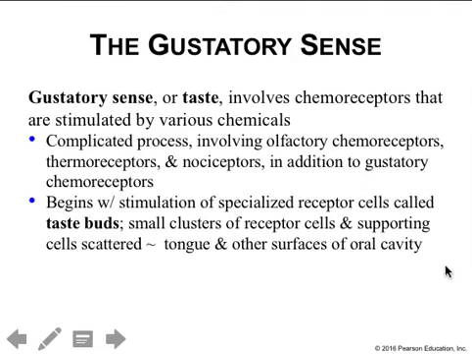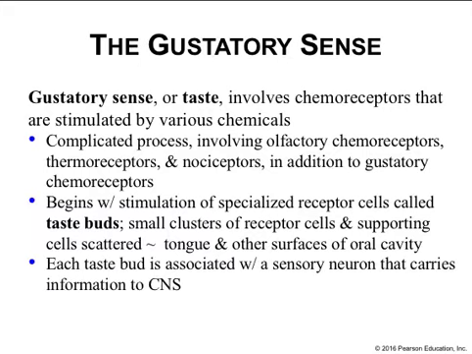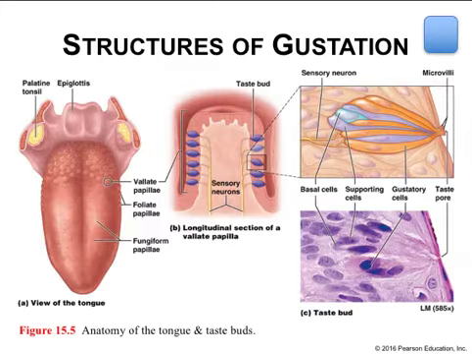It begins with the stimulation of specialized receptor cells called taste buds, which are clusters of receptor cells and supporting cells scattered around the tongue and other surfaces of the oral cavity, such as the throat and portions of the hard and soft palate. Each taste bud is associated with a sensory neuron that carries information to the central nervous system.